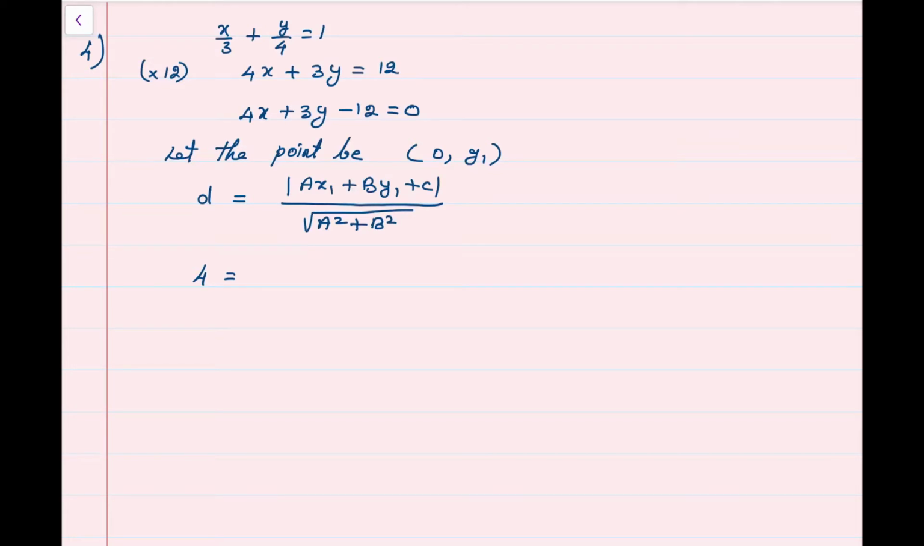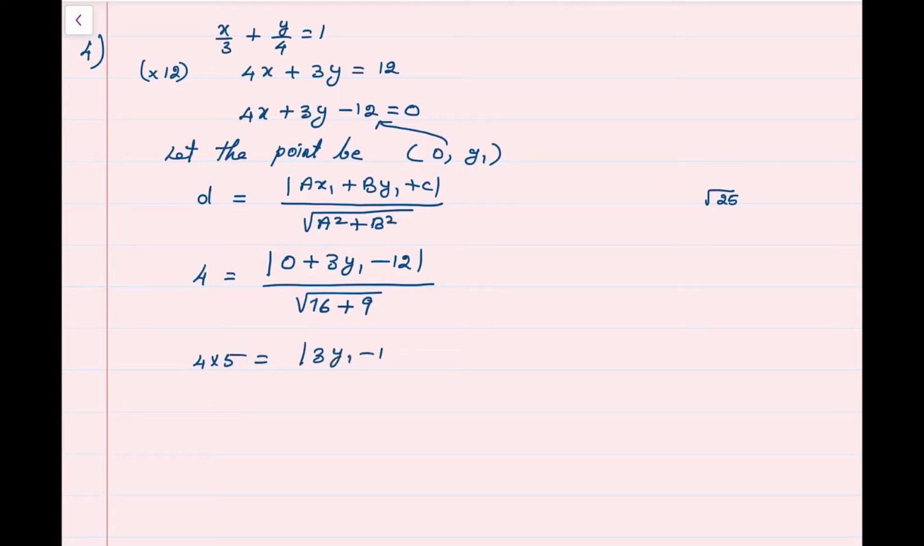And the numerator is substituting the point in this equation. Absolute value of 4 times 0 plus 3 times y1 minus 12 divided by square root of a square is 4 square, which is 16, b square is 3 square, which is 9. 16 plus 9 is 25, square root of 25 is 5. 4 times 5 is absolute value of 3 y1 minus 12.